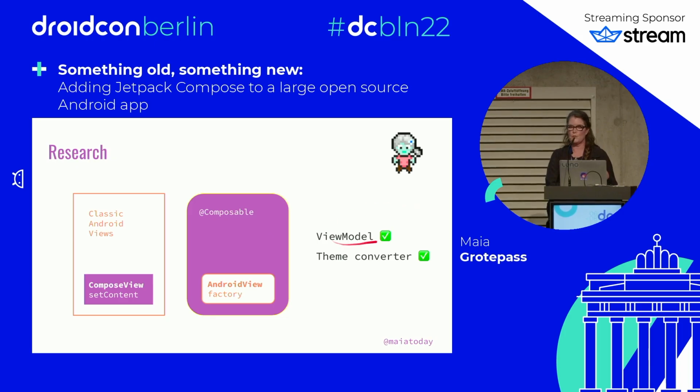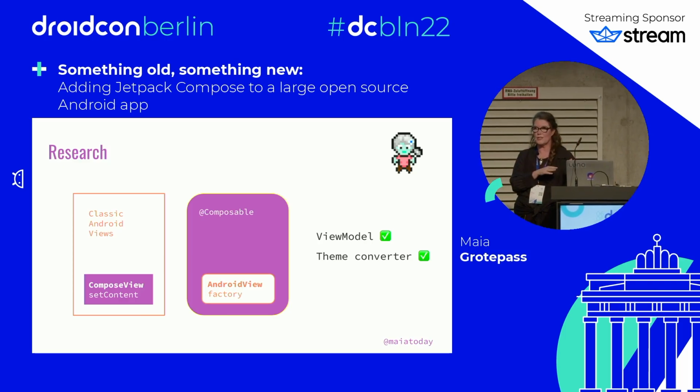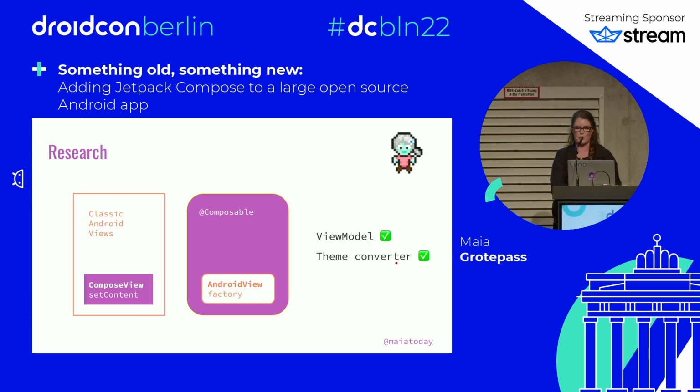There's also pretty good view model support, and then I also read about a theme converter. Now this is interesting. What it means is if I've got a big app, it already has a theme, right? I've got somewhere where it's setting up the colors and the styles and everything, and I want to be able to take that theme and also use it inside my Compose world. So I was very excited to read about the theme converter.